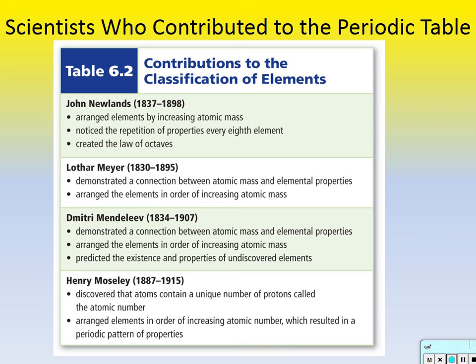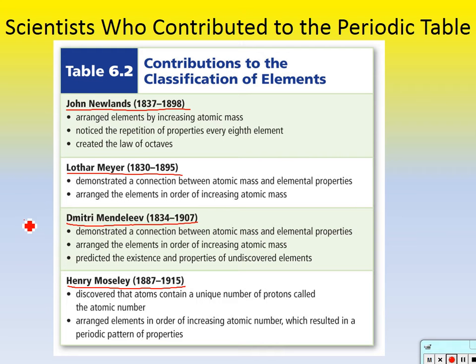Here's the scientists who contributed to the periodic table. There's a spot in your guided notes that asks you for 4 scientists who contributed. I don't want you to write all the bullets down. I just want you to write the names and the years. So everything that I'm underlining now, I would put in your guided notes. John Newlands, and then put the year. So there's John Newlands, there's Lothar Meyer, there's Dmitri Mendeleev, and Henry Moseley.